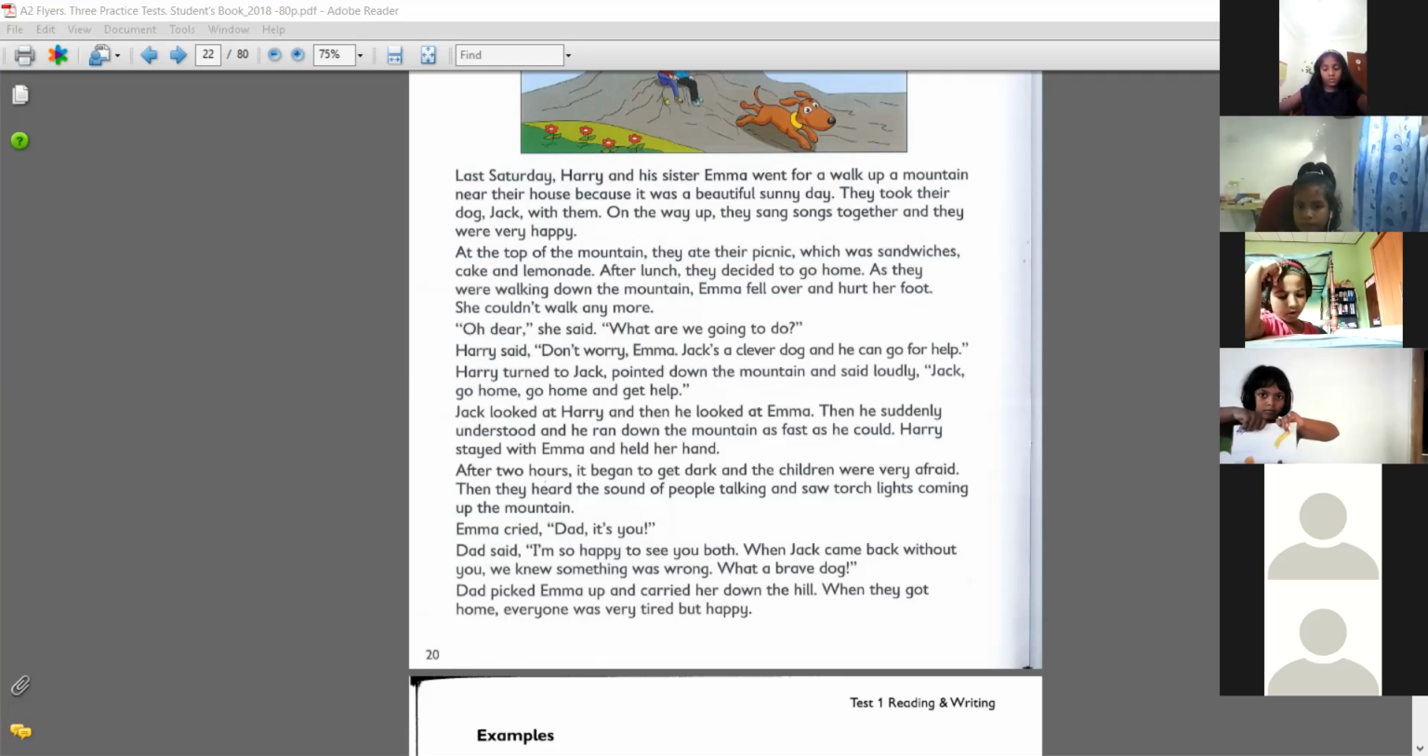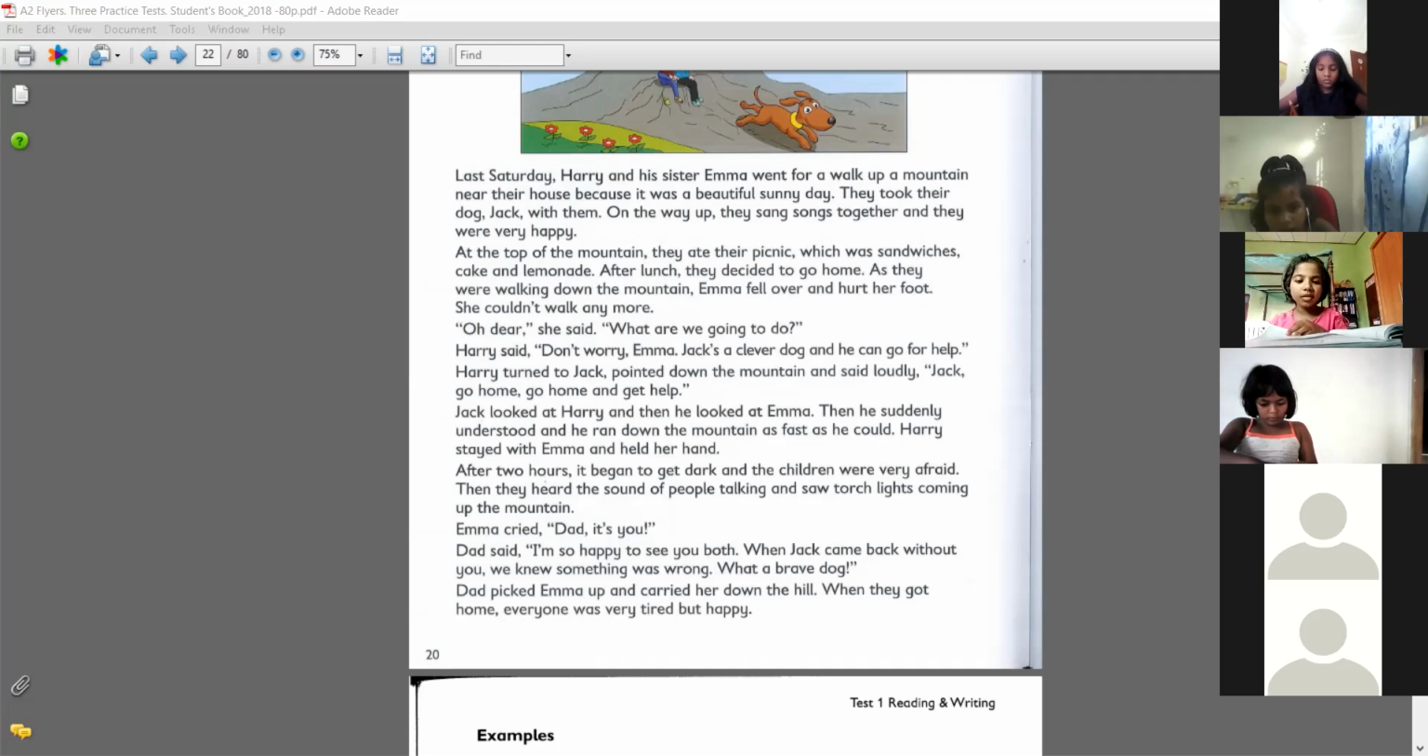Harry turned to the Jack, pointed down the mountain and said loudly, "Jack, go home and get help." Jack looked at the Harry and then he looked at Emma. Then he suddenly understood and he ran down the mountain as fast as he could. Harry stayed with Emma and held her hand. After 2 hours, it began to get dark and the children were very afraid.